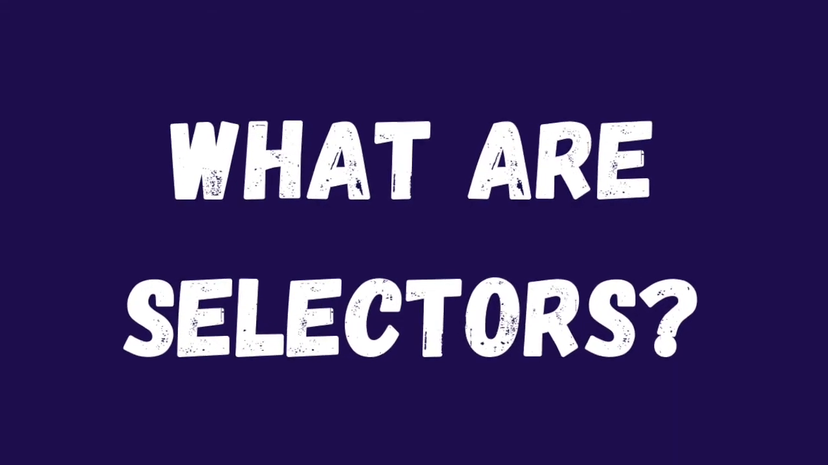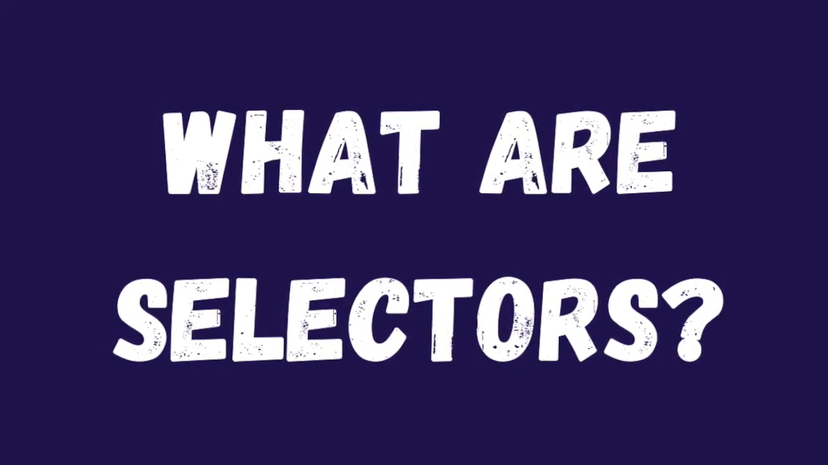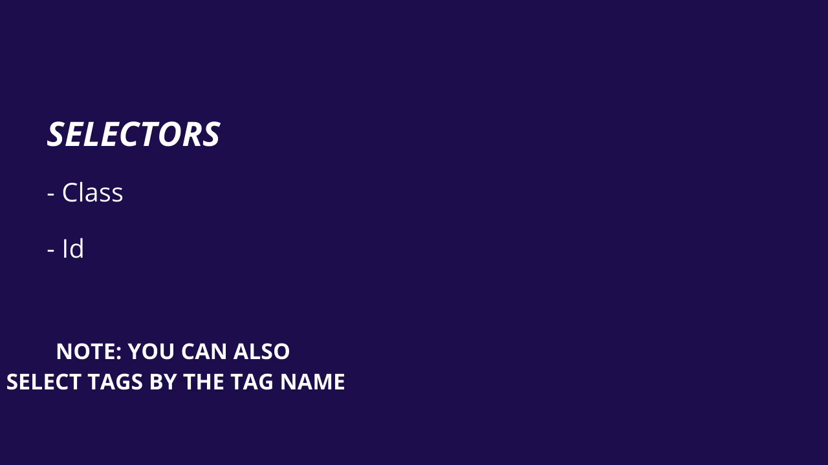First and foremost, what are selectors? Selectors are attributes used to find or select the HTML elements you want to style. There are basically two types of selectors, which are the class and the ID selector. The class selector can be used for multiple tags and it is represented by the dot sign in CSS, while the ID can only be used for one tag and can be selected by using the hash sign. And also note that a tag can be selected by using the tag name.